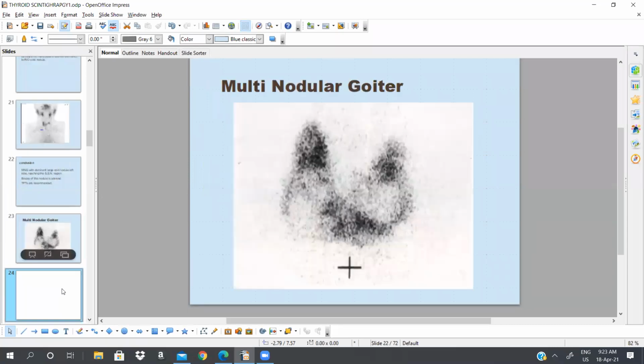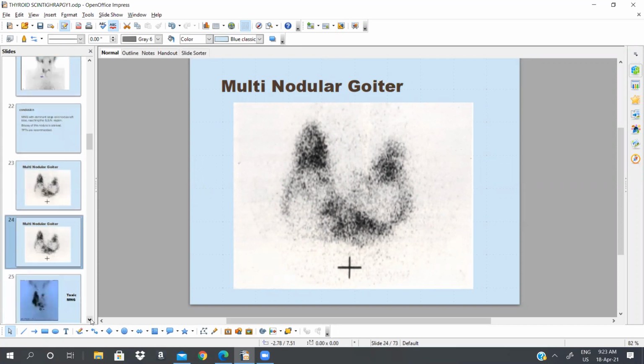Okay, this is another example of multinodular goiter. Here you can see different cold areas, here one, here one, here one. So in such cases, when you have such a picture, it's less than 5% likely to harbor malignancy. So in this case, no need to do any surgery, unless there are signs of compression syndrome. It means we do what we call debulking.